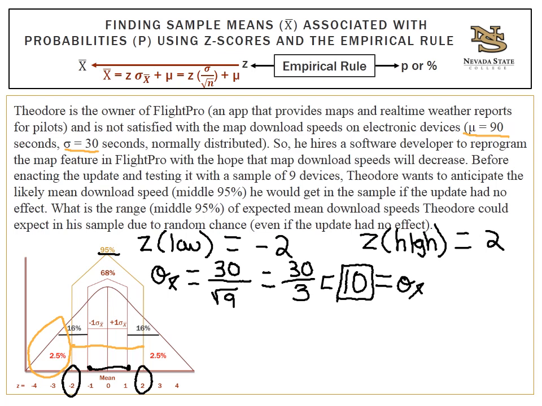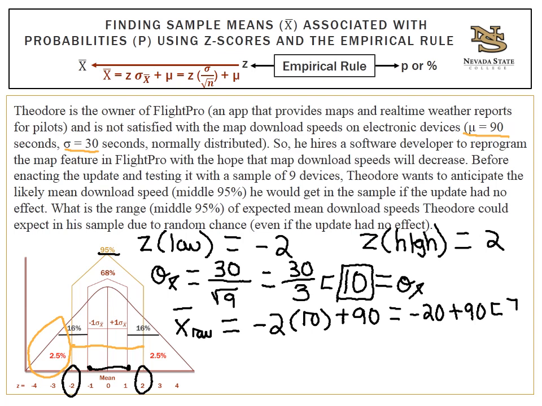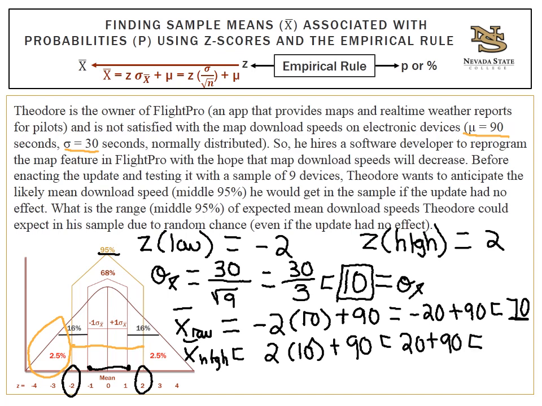So now, because he wants to be picky here, he wants to expand it to the middle 95%. What would be the mean value on the low end? That's going to be our z-score of -2 times our standard error of 10 plus our original population mean of 90. This becomes -20 plus 90, which is equal to 70. There's our low end. X bar high equals +2 times 10 standard error plus population mean of 90 equals +20 plus 90 equals 110. So this would be 70. This would be 110.